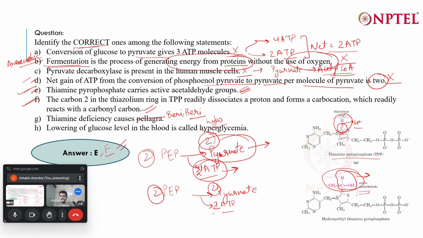Now, in the option, the net gain of ATP from the conversion of phosphoenol pyruvate to pyruvate per molecule of pyruvate. So that means one molecule of pyruvate is formed. In that case, the net gain of ATP is 2. No, the net gain of ATP is 1 when one pyruvate molecule is involved in the reaction. Okay, so that's why this option is incorrect. Now the explanation is fine.